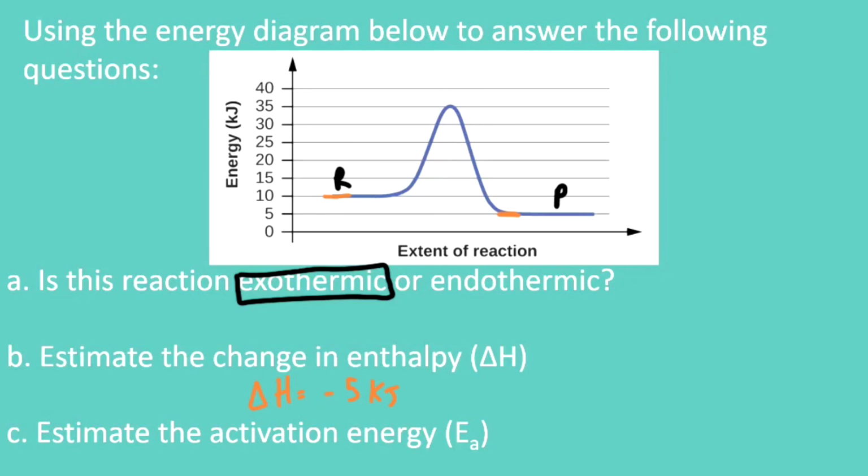Okay, next let's ask, what is the activation energy? How much is the activation energy? So again, we just need to take a look at the energy for our reactants, which is right there, about 10 kilojoules. And then we compare that to the transition state, which remember is right here. And so that transition state occurs at about 35 kilojoules. So we go from 10 kilojoules all the way up to 35. So that's an increase of 25 kilojoules. And that's what we'd estimate for our activation energy, that our activation energy would be 25 kilojoules.